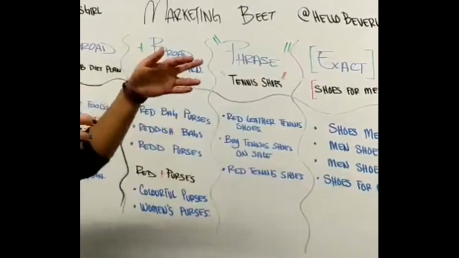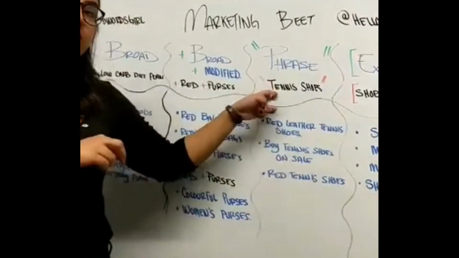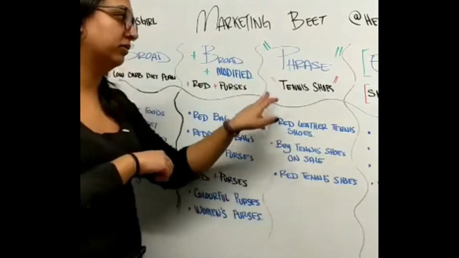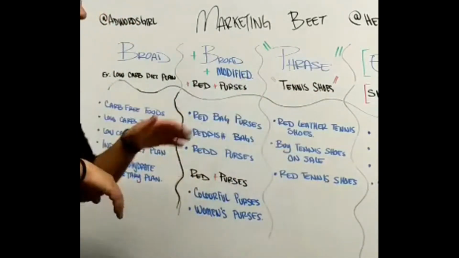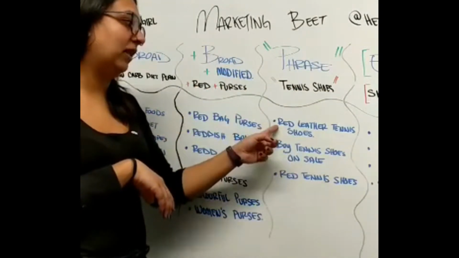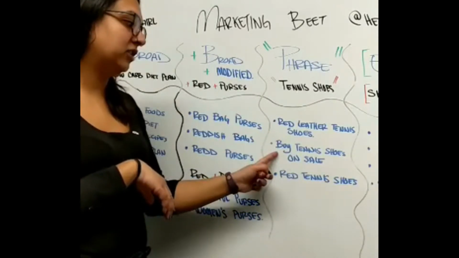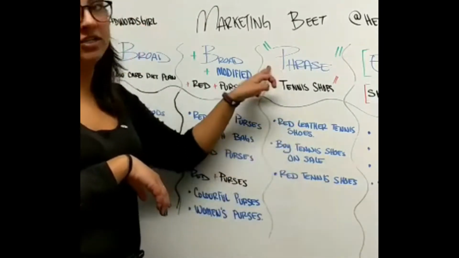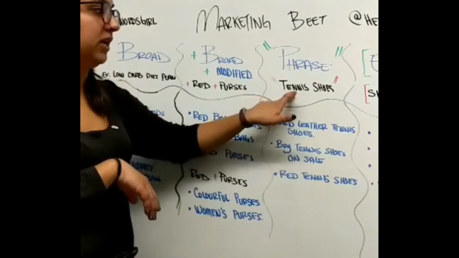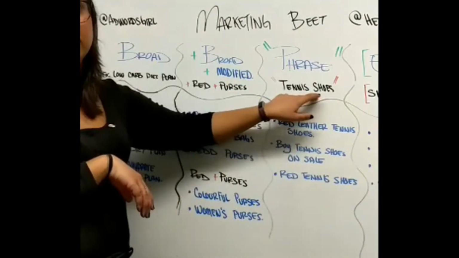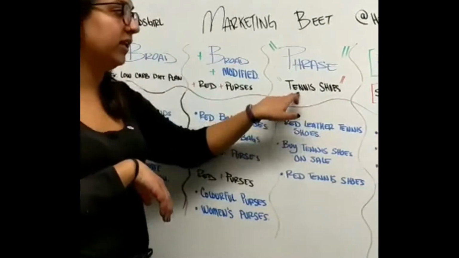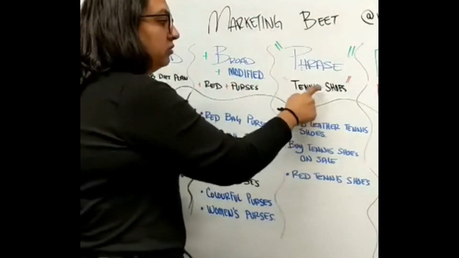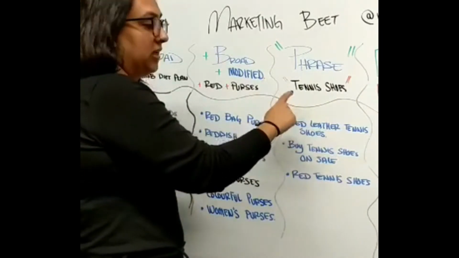And then the next one is phrase. I'm using tennis shoes as the example, and we use the quotation marks on both sides, obviously. The searches you would show up for here are red leather tennis shoes, buy tennis shoes on sale, and red tennis shoes. Essentially what phrase match does is it tells Google that we want tennis shoes in the query, but we also want it in this order. There's no way you would show up for shoes tennis; it would always have to be tennis shoes.